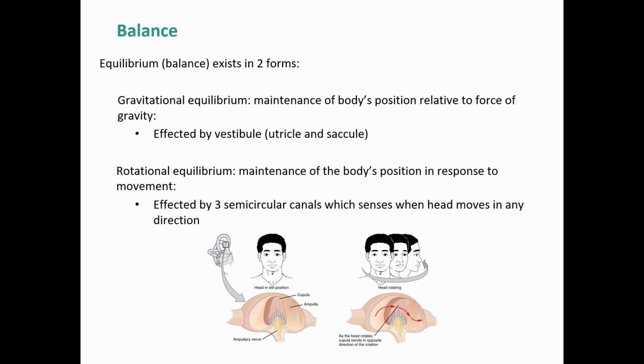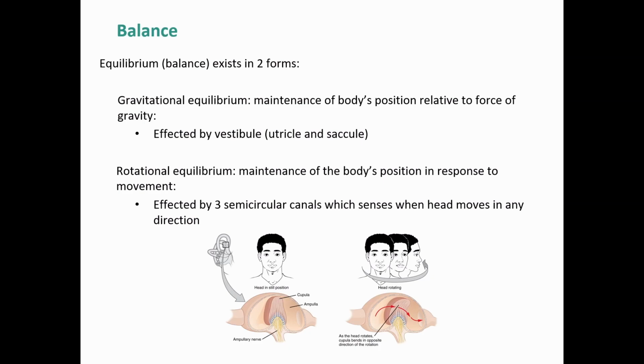So balance or equilibrium has 2 different forms, gravitational and rotational. Gravitational equilibrium is maintaining your body's position relative to the force of gravity. So think of your up and down, right? This is going to be detected by your vestibule, which has 2 parts, the utricle and the saccule.